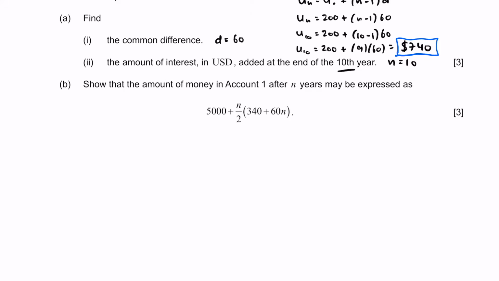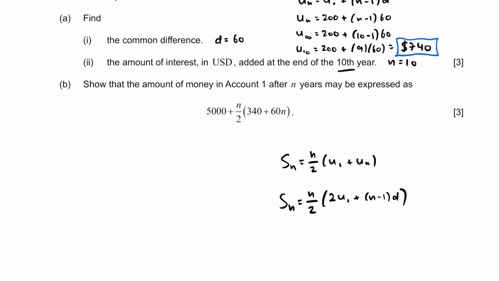We have two sum formulas in the formula booklet. We have Sn is equal to n over 2, u1 plus un. And we also have Sn is equal to n over 2, then 2u1 plus n minus 1 d. And these are equivalent formulas. They're just expressed in different forms.